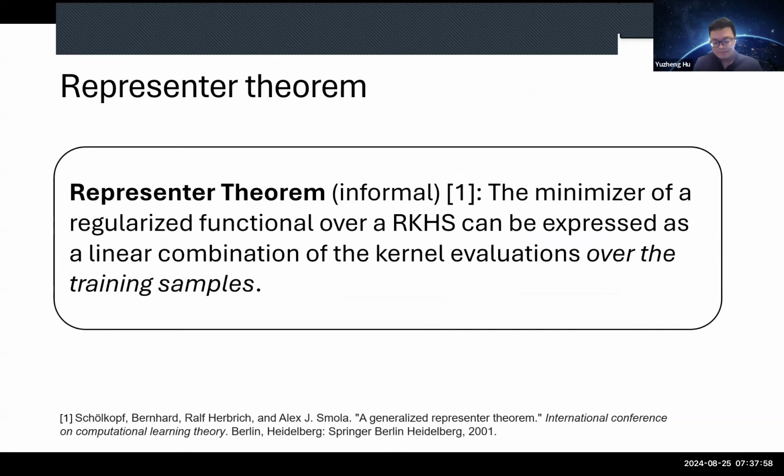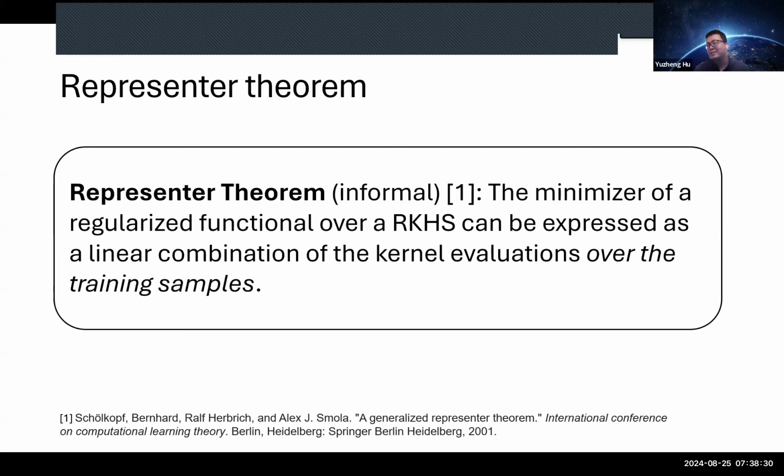So the representative point method, at a high level, relies on the representer theorem. Informally, this representer theorem says that the minimizer of a regularized functional over a reproducing kernel Hilbert space can be expressed as a linear combination of the kernel evaluations over the training samples. This theorem seems to be a little mathematically heavy, but I will try to make it as lightweight as possible.